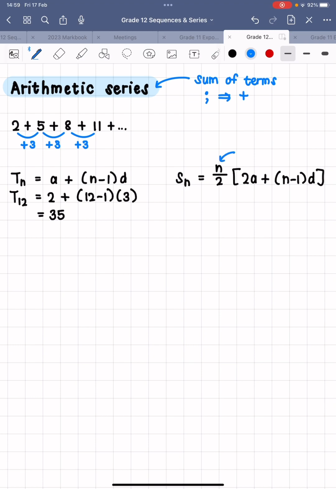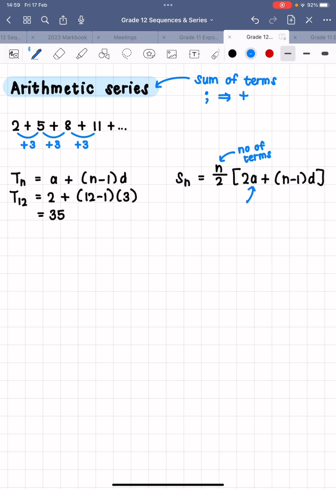Again, n is the number of terms. So in this case, it will be the number of terms that we are adding together, that we are summing. We're finding the sum of a certain number of terms. So what do we get if we are adding, say, for example, 10 terms in this number pattern together? What will the total sum of those terms be?